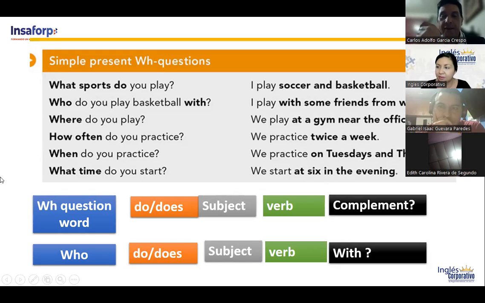Perdón. El with hace las veces entonces como de complemento. Yes, but for that specific question, when we ask like that with, it would be like the complement. Always. At the end of the question, yes.